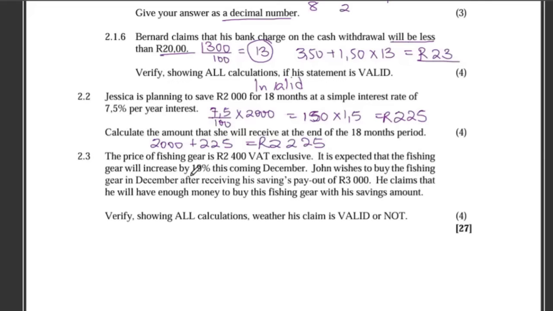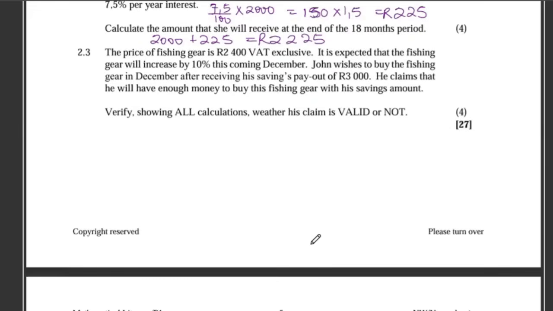Okay. The price of fishing gear is 2,400 excluding VAT or VAT exclusive. It is expected that the fishing gear will increase by 10% this coming December. John wishes to buy the fishing gear in December after receiving his savings payout of 30,000. He claims that he will have enough money to buy this fishing gear with his savings amount. So now let's first find out how much it will be at that time.